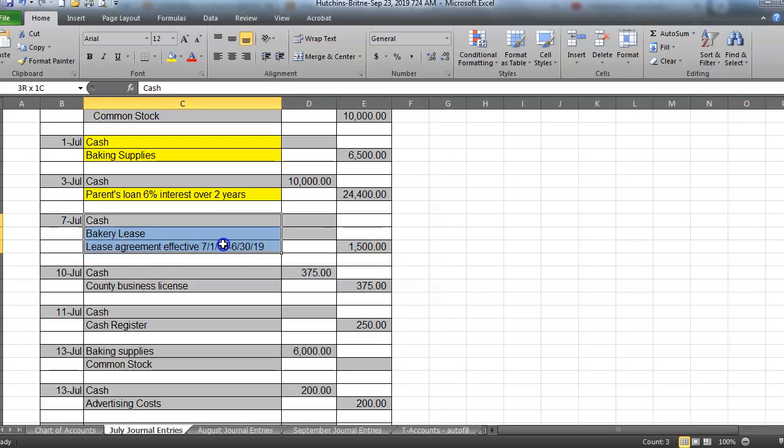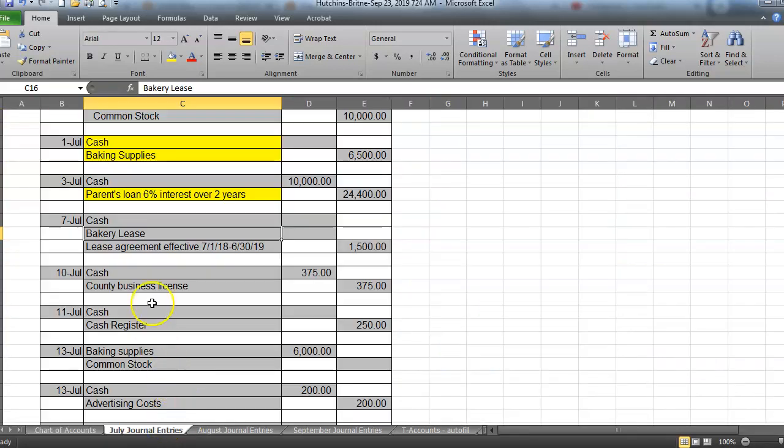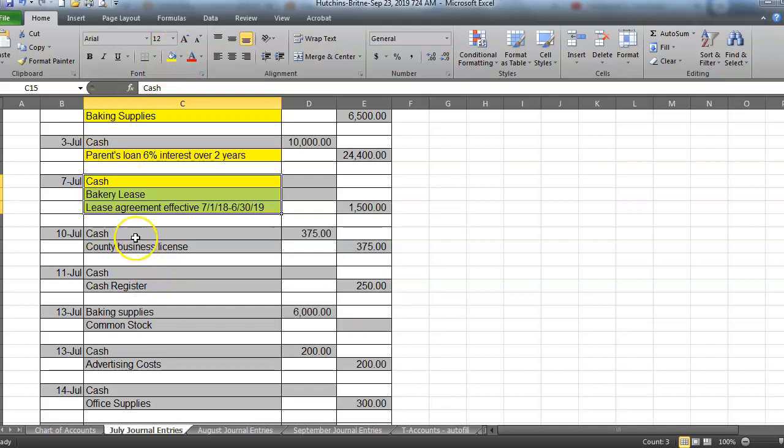Again, here, it may not be an understanding of what exactly is happening, but you are paying out $3,000. So with assets that are going down, you have to credit that. And I don't see any amount here. Actually, and also, it's not called a bakery lease. If you use the chart of accounts as a guide, it's called rent expense. So really take the time to look at that chart of accounts, because it's going to help you and guide you in many ways on what accounts to use and what those accounts are, whether they're assets, liabilities, or equity.